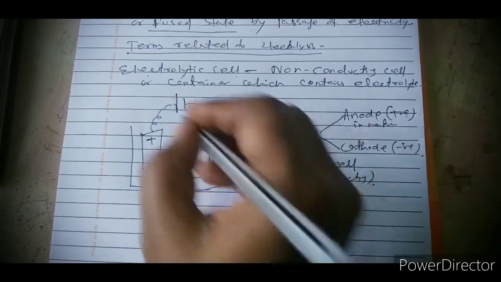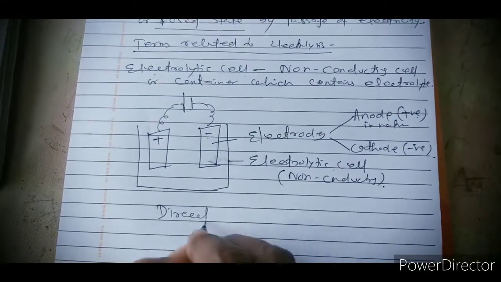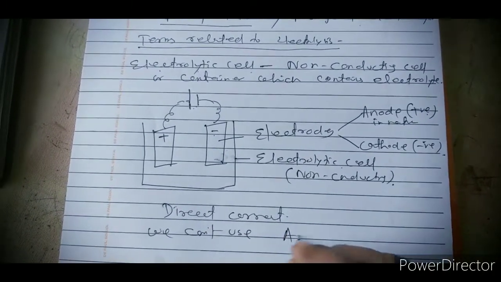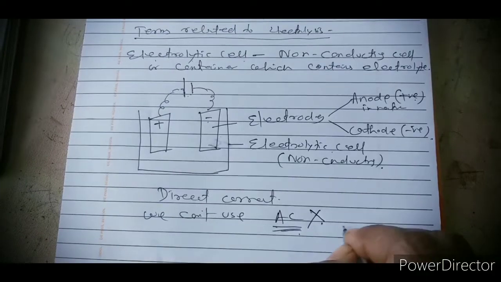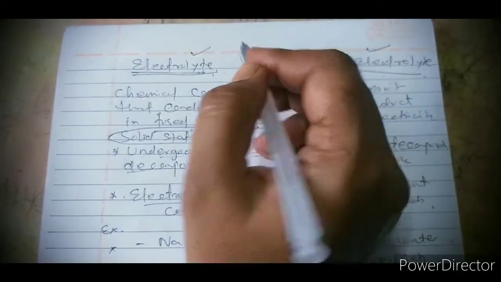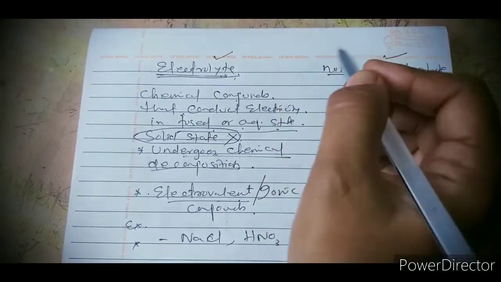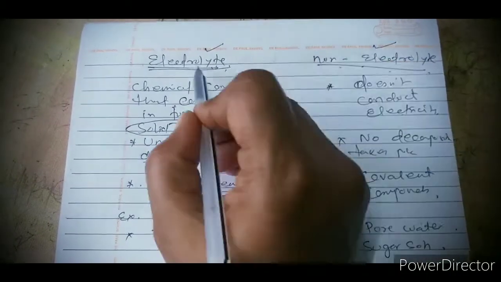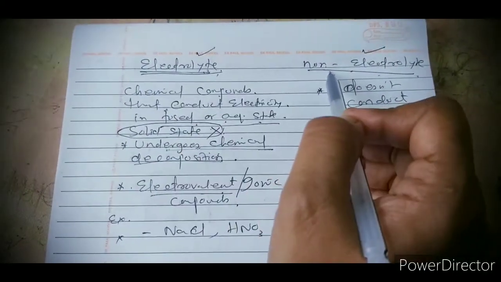But remember one thing: the current we are taking should be a direct current. We cannot use alternating current, never, because 50 times in a second it changes its direction. The substances which are taken inside that electrolytic cell are known as electrolyte. Do you think all the substances we take inside can be considered as electrolyte? No. So the chemical substances are divided into two parts: one is electrolyte, another one is non-electrolyte.